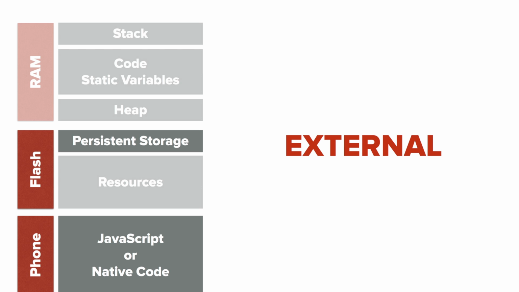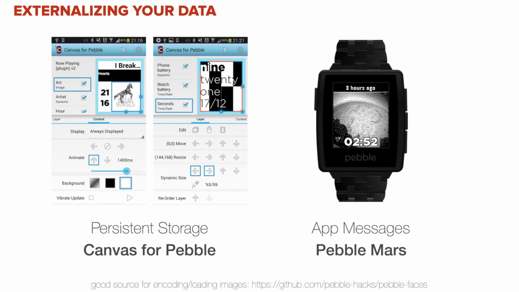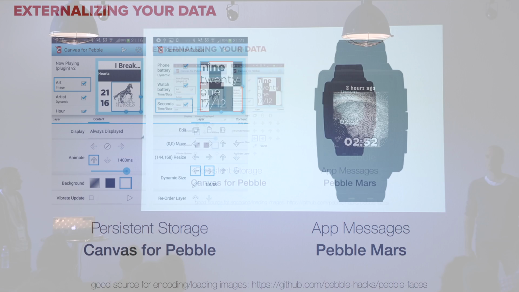Okay, so we are now entering the external space, so anything that's not directly in your application. And that is, for example, the persistent storage and also app messages. So I was struggling to find a really good example that's well known. One of them is Pebble Canvas, made by Steve. Where's Steve? There's Steve.